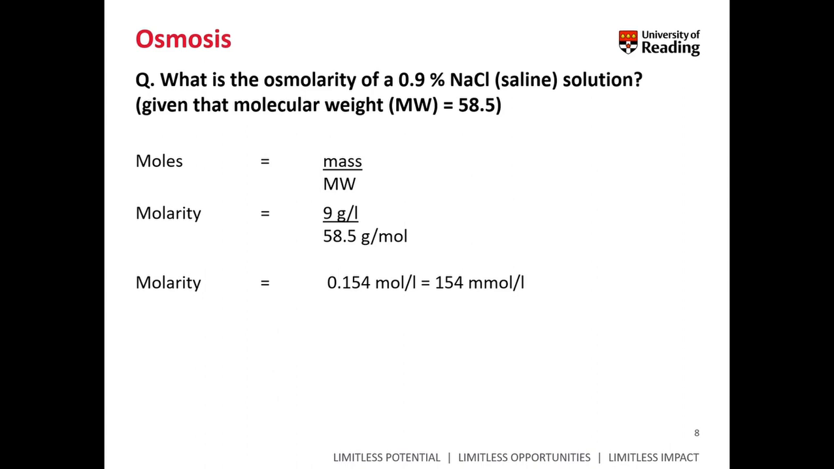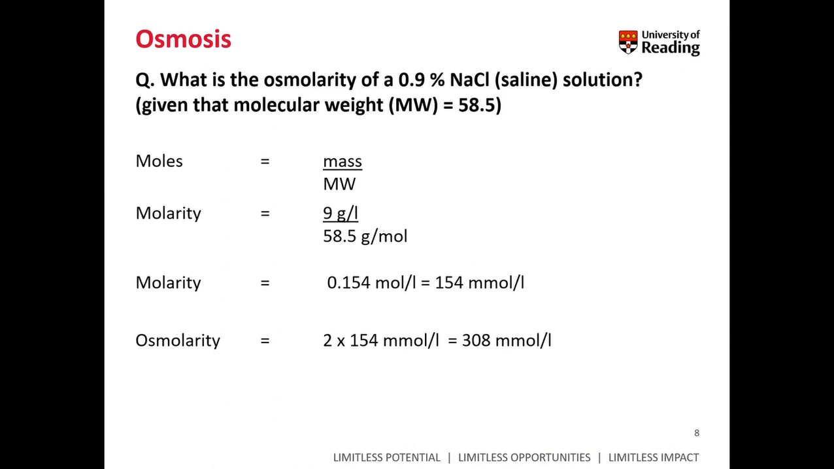So the molarity will be 9 divided by 58.5, which is 0.154 moles per liter, which is like saying 154 millimoles per liter. Now, we want to know the osmolarity, and so how many equivalents of sodium chloride are generated in solution for 1 mole of sodium chloride? Yes, the exact answer is 2. So if you want to convert molarity to osmolarity, you have to multiply that by 2.